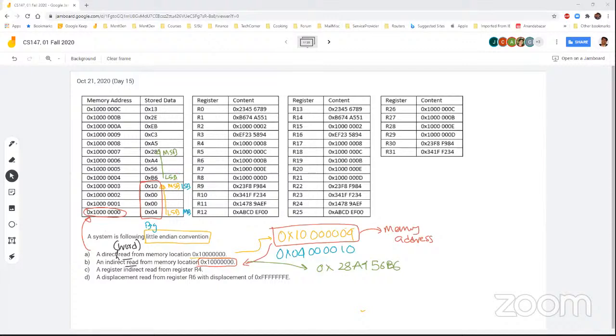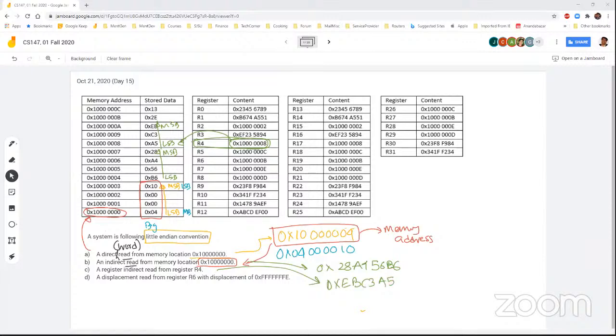The next one, register indirect, read from register 4. What we need to do is look at the register 4 content and see where it is pointing to. This is the memory address we should be concerned about, which is here. So LSB to MSB, this is the way it will be read. For this, my answer is going to be EB C3 A5.